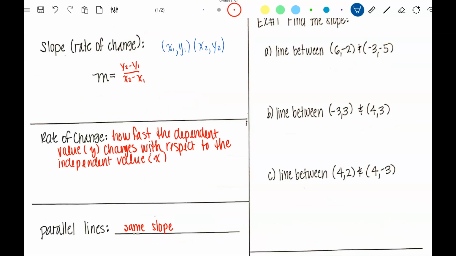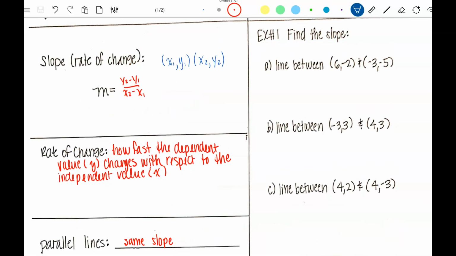Okay, so let's look at example number 1. Find the slope between these three sets of points. So whenever I write slope, I just write y minus y over x minus x. I don't use the 2 and the 1 because I know that I need to keep them straight. So it doesn't matter which point you start with. 6, negative 2 could be x1, y1, or negative 3, negative 5 could be x1, y1. It doesn't matter, but I'm just going to go ahead and start with this as being x1, y1, x2, y2.